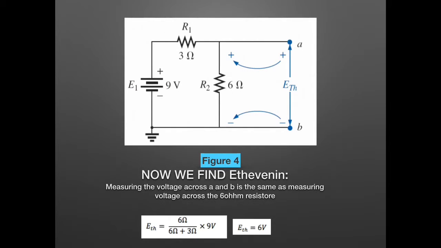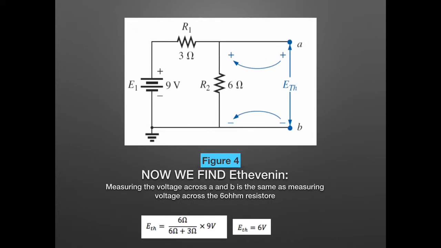Now that we have calculated the Thevenin's equivalent resistance, we can calculate the Thevenin's equivalent voltage. The first step to do that is by reinstating the voltage source, as seen in Figure 4. Now, to calculate the Thevenin's equivalent voltage, we need to calculate it across the terminals A and B. You may have already noticed that it is parallel to the 6 ohm resistor, and that is going to make our life much easier because we can calculate the voltage across the 6 ohm resistor, and that will be our answer. In order to do that, we need to use the voltage divider rule.